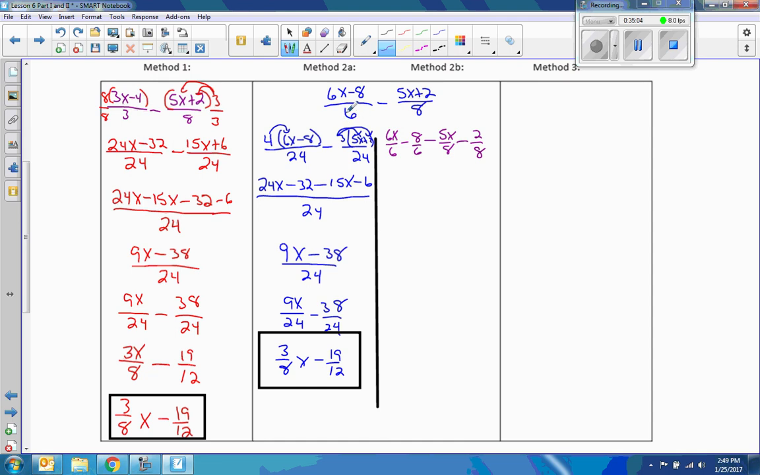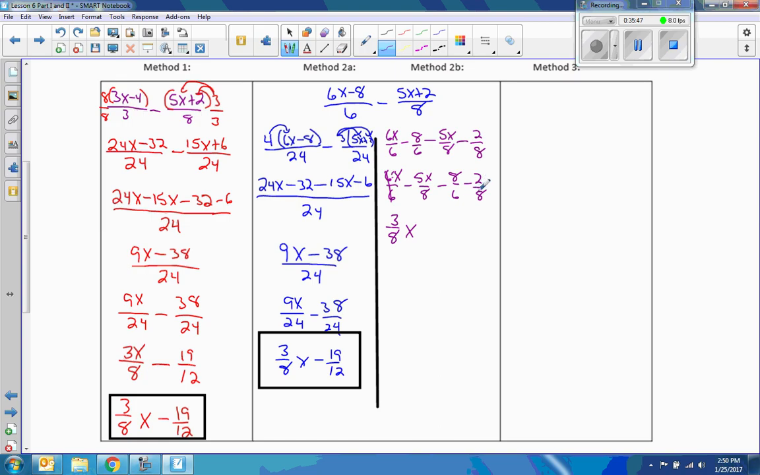Now I'm going to rearrange these, put the x's together. So I'm going to take 6x over 6 minus 5x over 8 minus 8 over 6 minus 2 over 8. I just put the x's next to each other and the constants. So this is 1x. Think of that as just 6 over 6 is 1, so that's just 1x. And 1x minus 5/8, well, 8/8 is another way to say 1. 8/8 minus 5/8 is 3/8x.